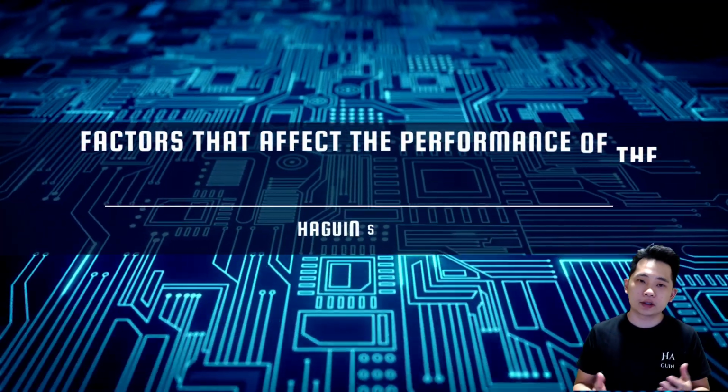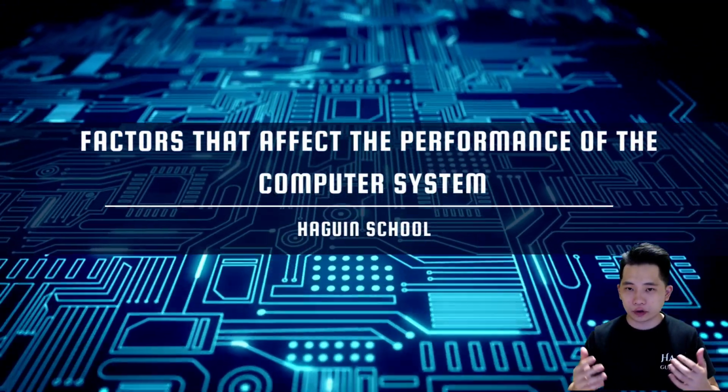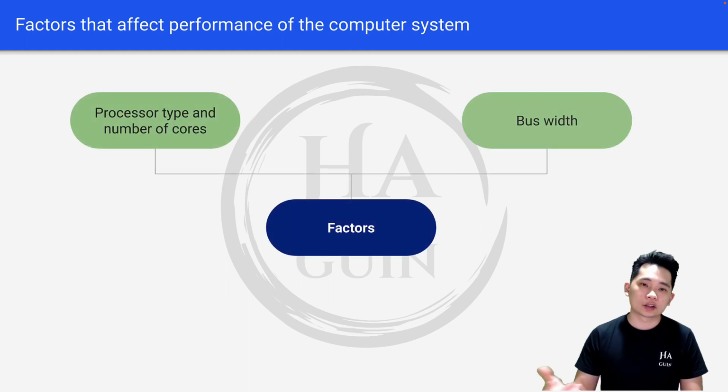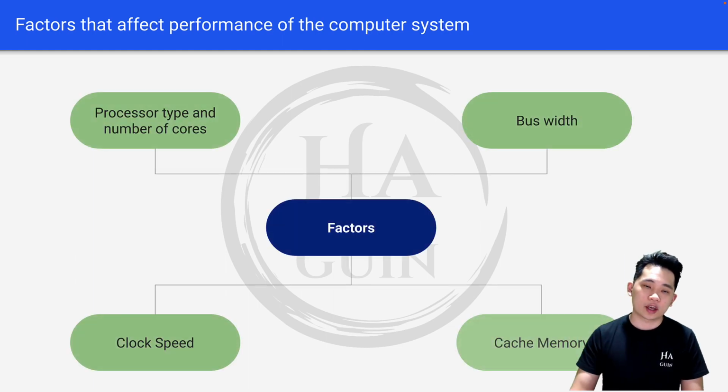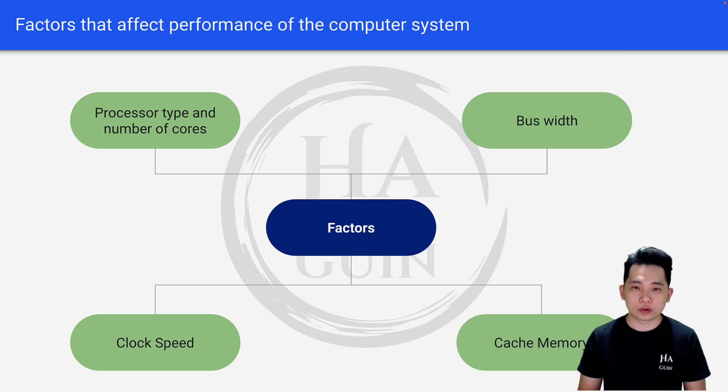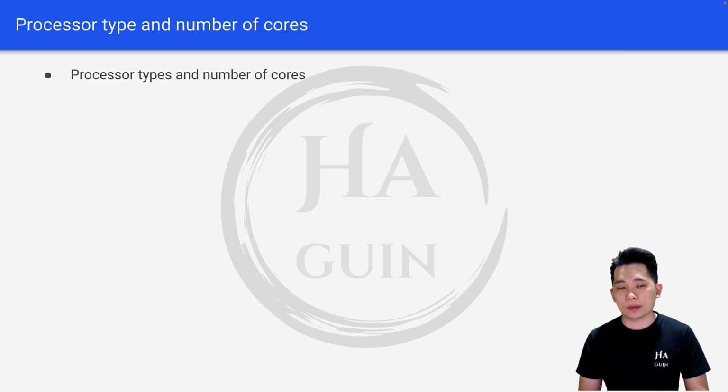So let's look at factors that affect the performance of the computer system. These are the factors: processor type and number of cores, bus width, clock speed, as well as cache memory. And we'll look in depth at how each factor actually affects the performance of the computer system. So let's start with processor type and number of cores.